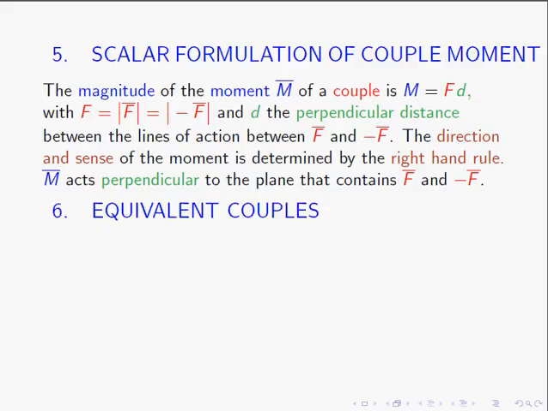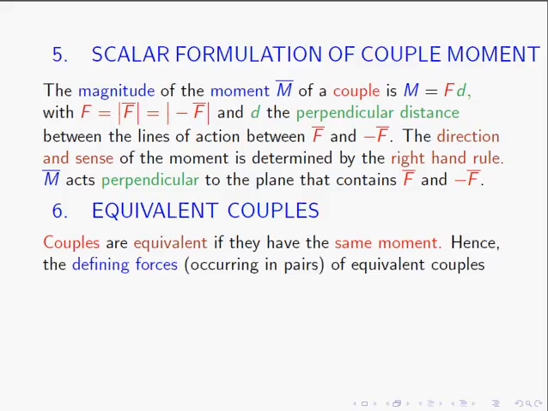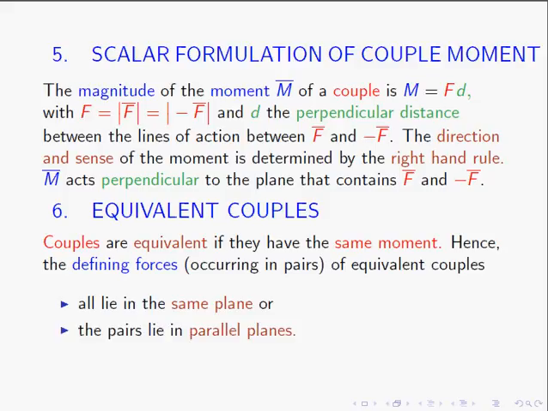In our next point, we will define equivalent couples. Couples are equivalent if they have the same moment. Since moments are vectors, it means that they have to have the same magnitudes and directions. Therefore, the defining forces that occur in pairs of equivalent couples all have to lie in the same plane, or if they do not lie in the same plane, at least the pairs must lie in parallel planes.